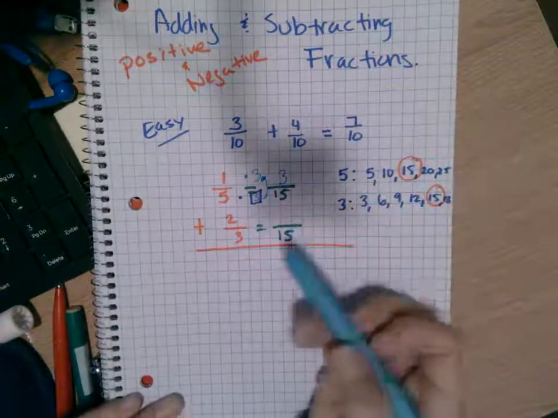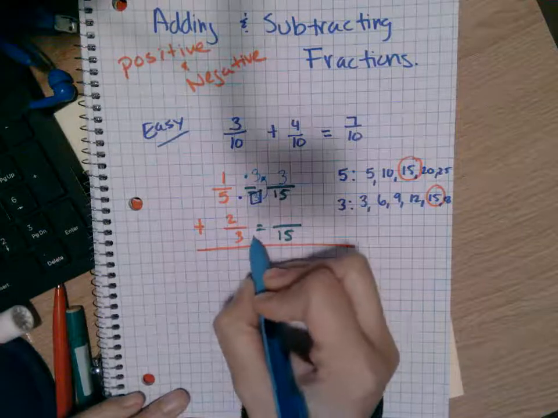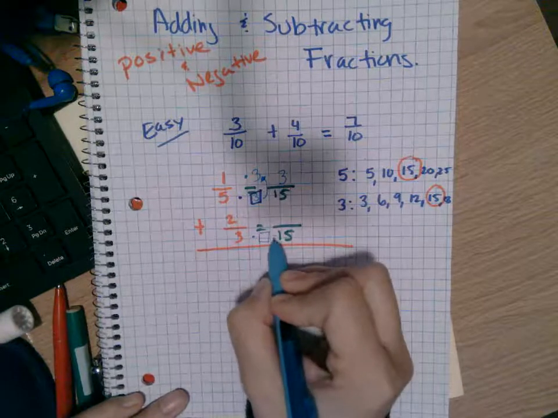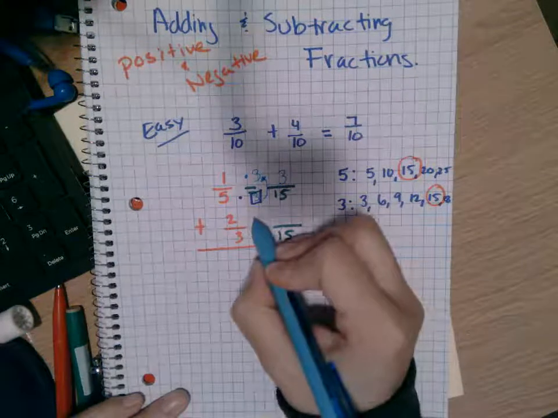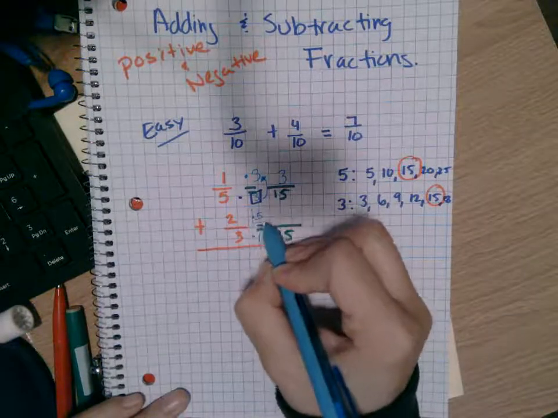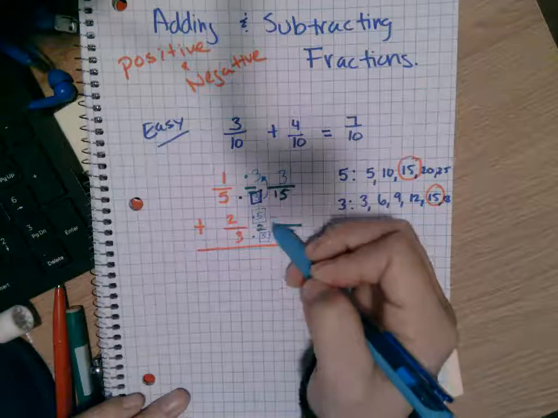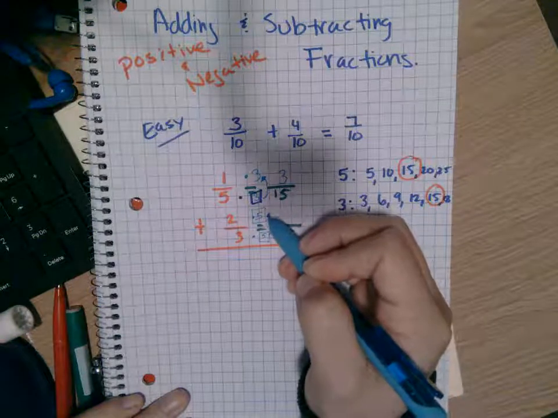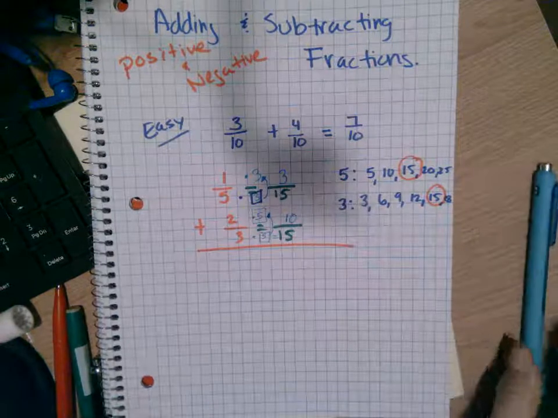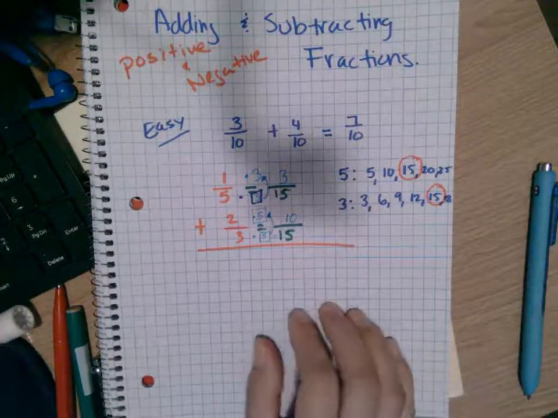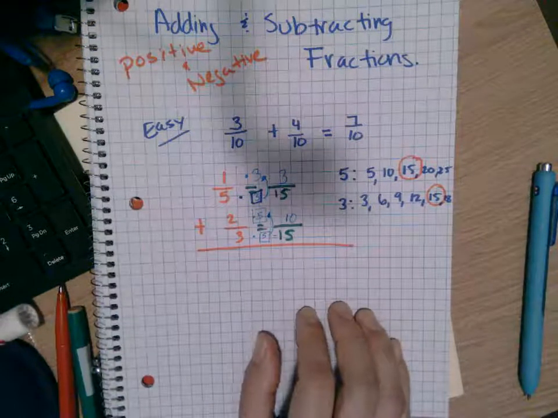Then at the bottom, 3 times what number equals 15? 5. 5 times 2 is 10. You got to do it to the top. Whatever you do to the bottom, you got to do to the top. So it's 10 over 15. Yes. Very good. So this is what you should have been learning in like 5th grade, okay?